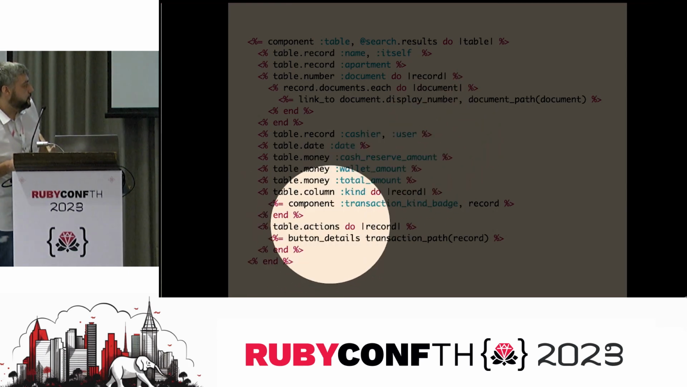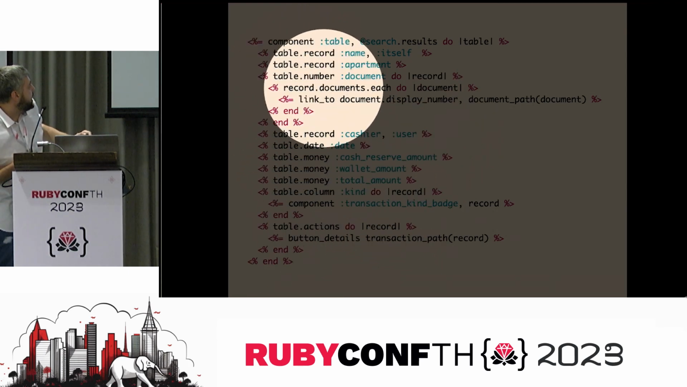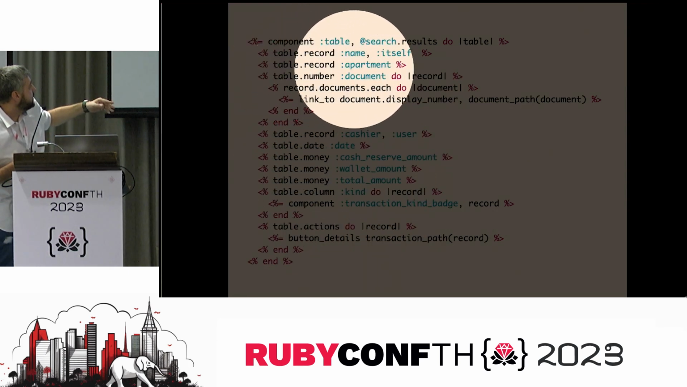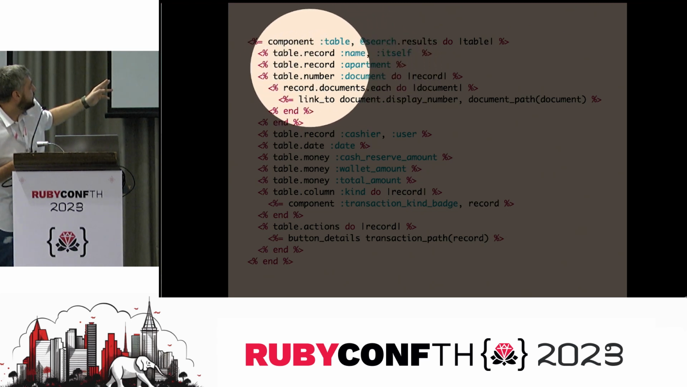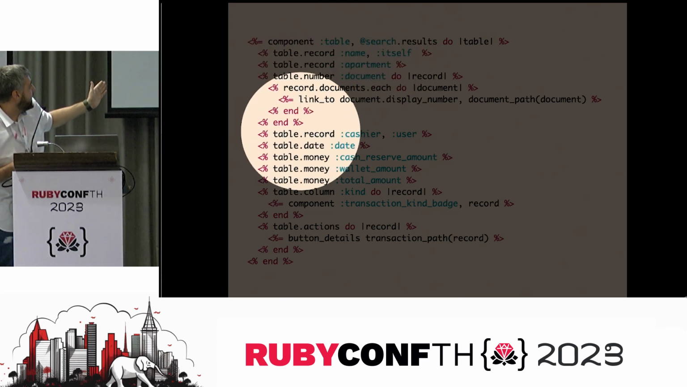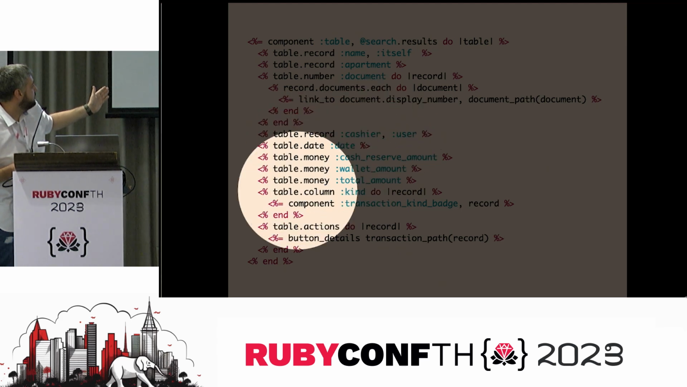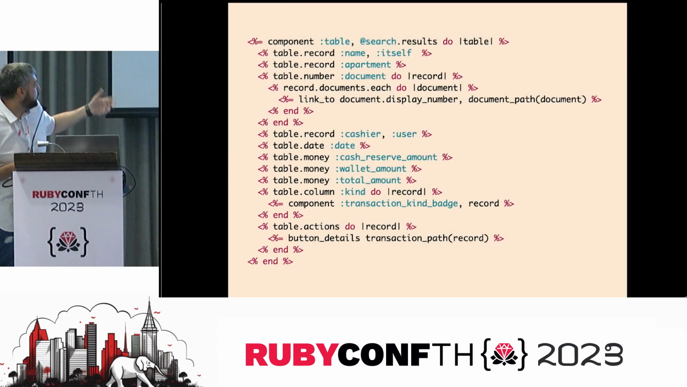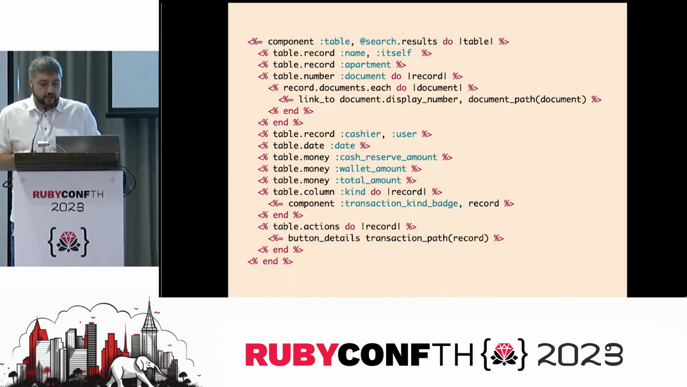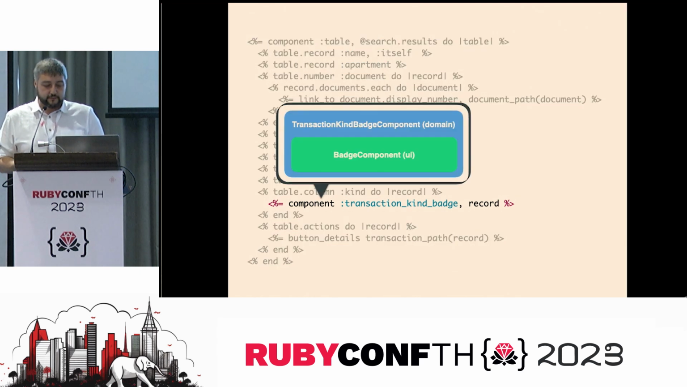And this is the configuration of the table. You can say, okay, I have a table which is a record. It uses the itself function. I have a record which is apartment. I have a record which is cashier. I have a date. I have some money columns. I have some actions, and all of those are just configurations of how each table row is going to look. And when I loop through those, I display it.